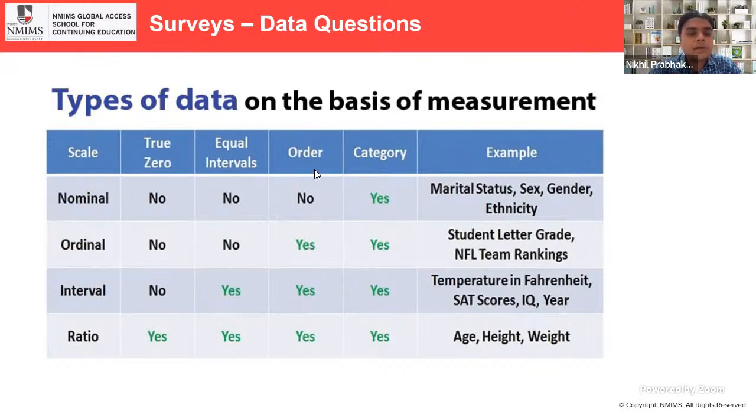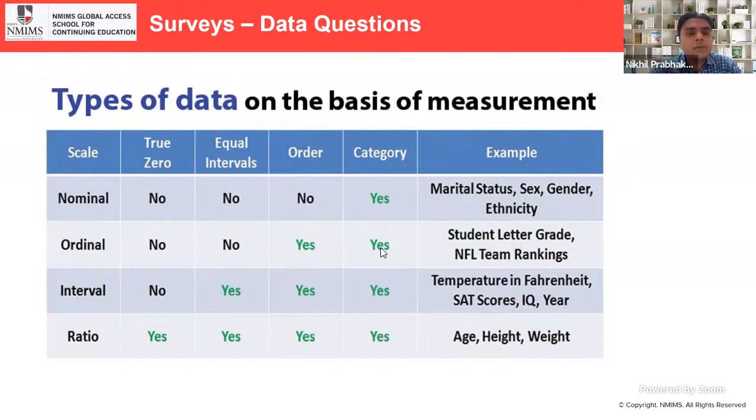Here you cannot do a rank ordering. You cannot rank people on the basis of gender. There is no equal interval. There is no range in which the data will vary. These are discrete terms. There is no true zero. In case of gender, there is no zero as such. We move to ordinal next.